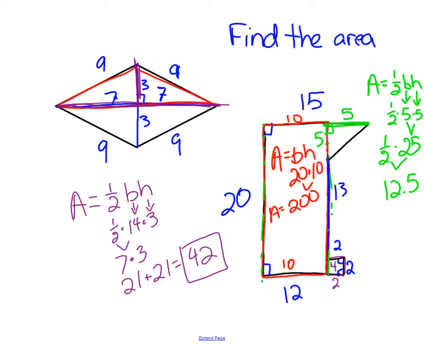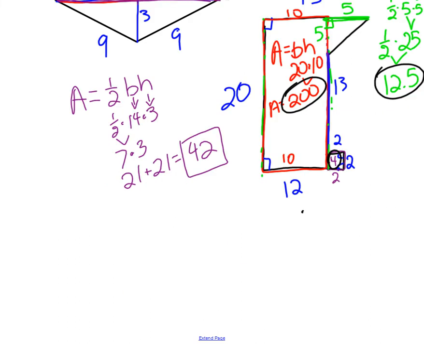Okay, so what's our final answer? We have to add it. So we add the area of the triangle to the area of the square and also the area of the rectangle. So we say 200 plus 12.5 plus 4 is 216.